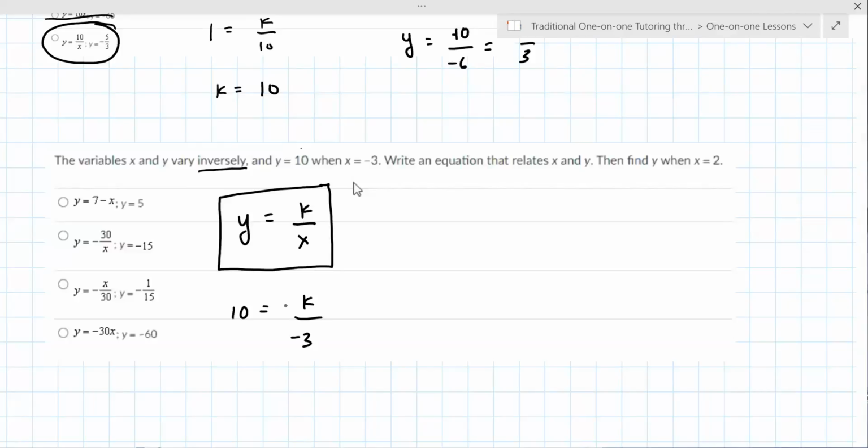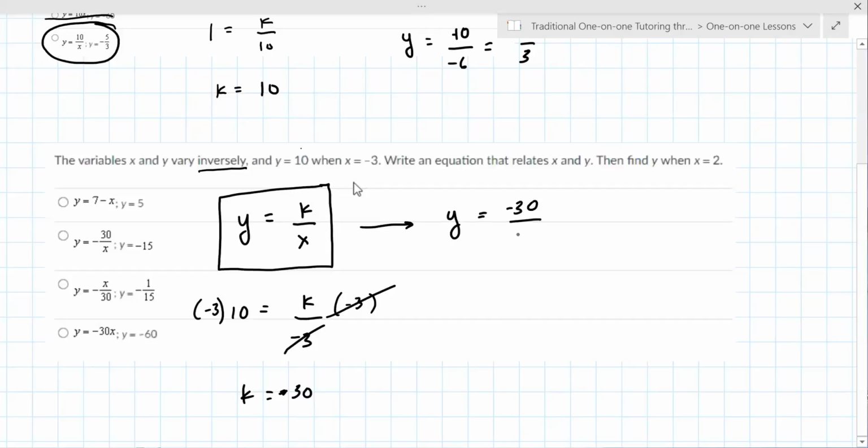Would it be -3? You're gonna clear the -3 by multiplying both sides by -3. And you see that k is -30. So just like in the last problem, you're going to rewrite the equation: y equals -30 over x. And I immediately see that those two are out. They're the wrong equations. So then they say x is 2. So you substitute that in. So y equals -30 divided by 2, which is -15.